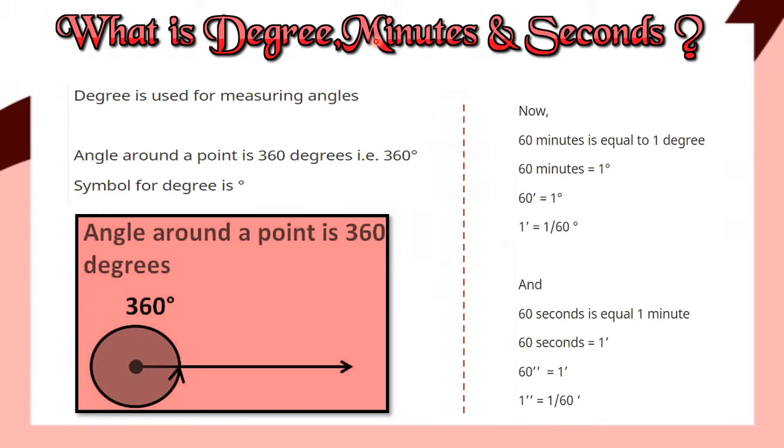Now what is degree, minutes and second? Degree is used for measuring angles. You all know very well, an angle around a point is 360 degree. We call it a complete angle as well. Now what is minute and seconds? Students, 1 degree is equal to 60 minutes and 1 minute is equal to 1 by 60 degree. Same way, 1 minute is equal to 60 seconds and 1 second is equal to 1 upon 60 minutes.